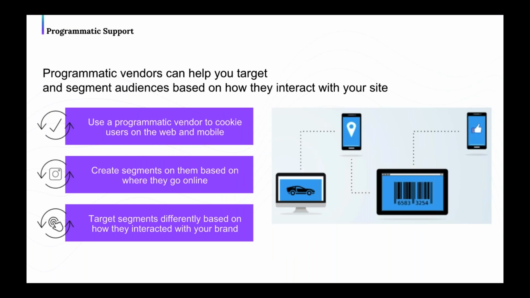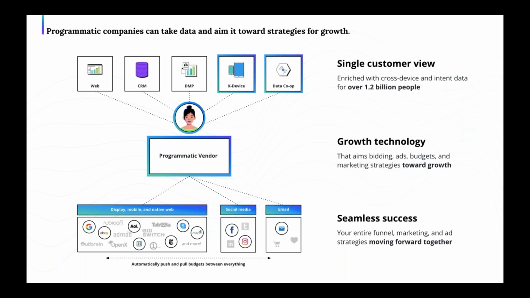The big thing here that I also wanted to cover is there's a lot of different types of data and a lot of different ways you can use that. One way to help make this simpler is by using a programmatic vendor, or someone who does programmatic advertising, to really help you target and segment those audiences based on all of the different data types that I had covered in the past. They'll really be able to help you optimize your campaigns to help meet your goals based on whatever type of data you might be using at that time. So you can see here, just to hammer the point home, they can take your data and aim it towards the strategies for growth.